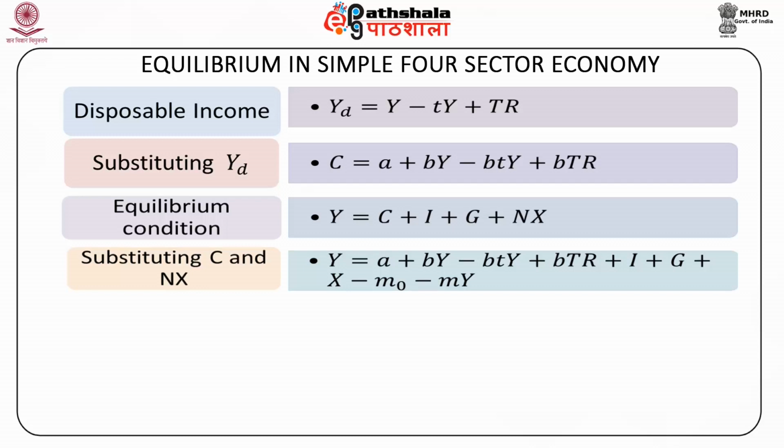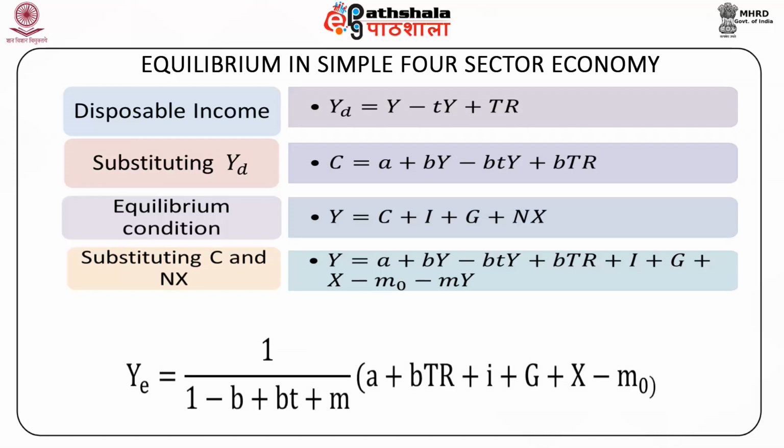Now taking all the Y values on the left hand side and solving this equation for Y, we get the equilibrium income as YE is equal to 1 upon 1 minus B plus Bt plus small m, brackets A plus BTR plus I plus G plus X minus M naught, bracket closed. This is the equilibrium income in the four-sector economy.